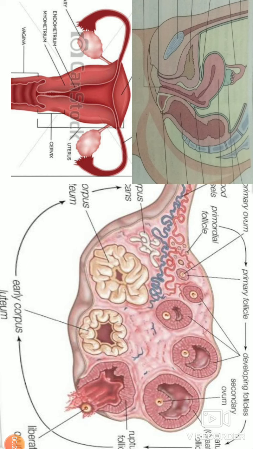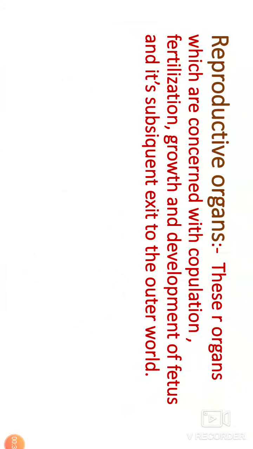So, the female reproductive system is the system which is concerned with reproduction. Then what are reproductive organs? These are organs which are concerned with copulation, fertilization and development of fetus and its subsequent exit to the outer world.